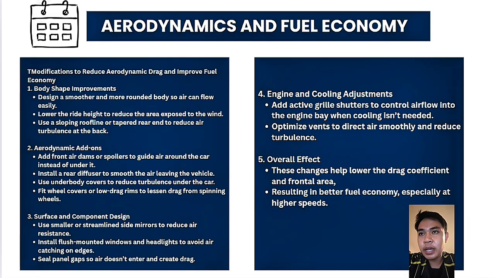2. Aerodynamic add-ons. Add front air dams or spoilers to guide air around the car instead of under it. Next, install a rear diffuser to smooth the air leaving the vehicle. Use underbody covers to reduce turbulence under the car. Fit wheel covers to low drag rims to lessen drag from spinning wheels.